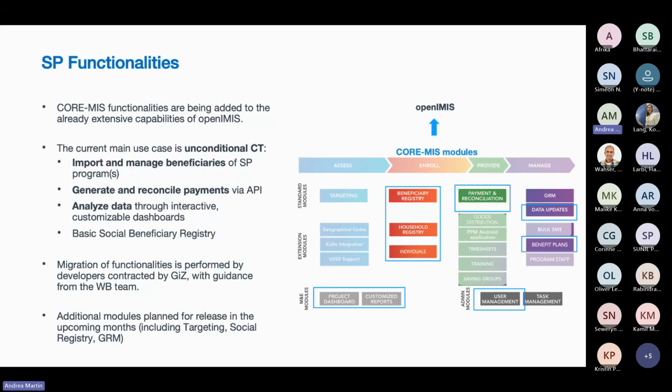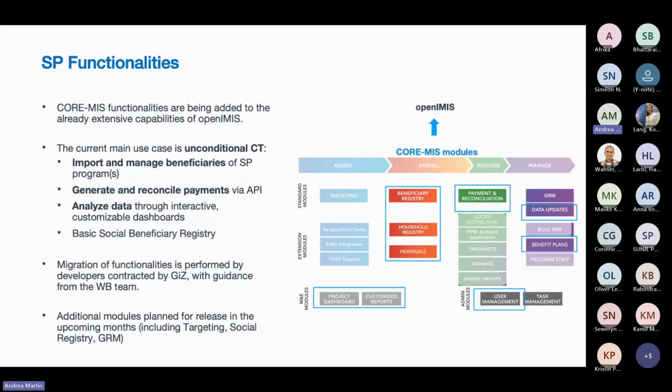When we talk about social protection functionalities, here we have on the right side the 4 steps of the delivery chain flow. You will see assess, enroll, provide, and manage. And below, there's a list of modules, or let's call them functionalities, that have been developed under the CoreMIS pilot and that are being migrated to the openIMIS platform.